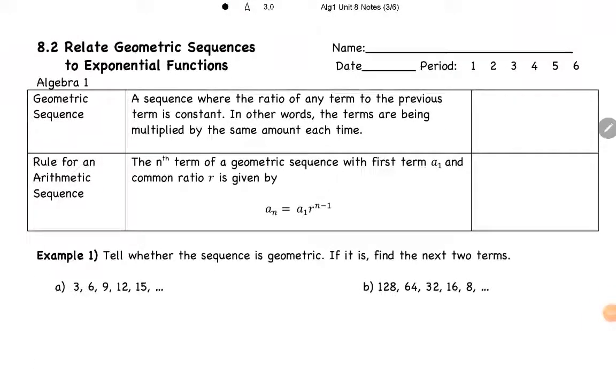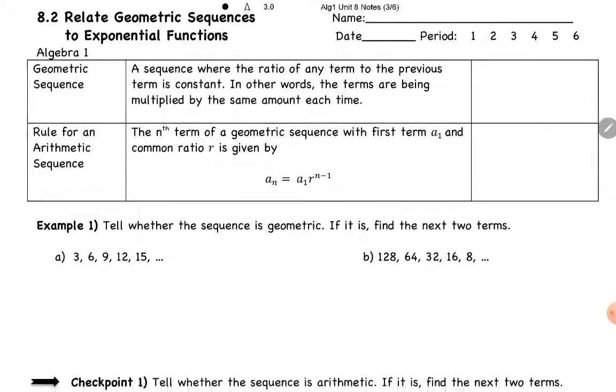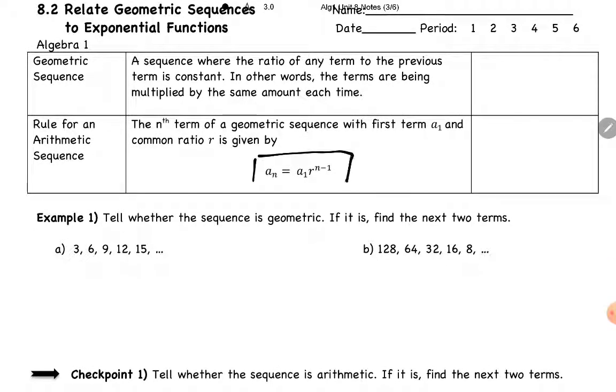Today in Algebra 1 we'll be looking at geometric sequences. A geometric sequence is where the ratio of any term to the previous term is constant. In other words, the terms are being multiplied by the same amount each time. And they always follow this rule.